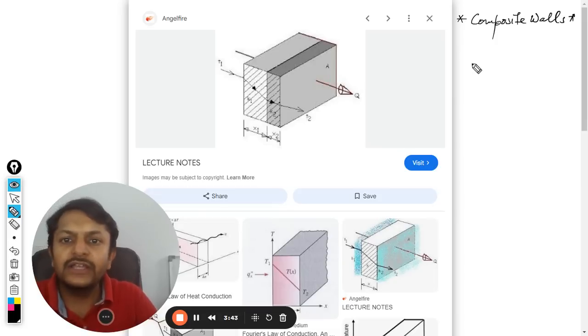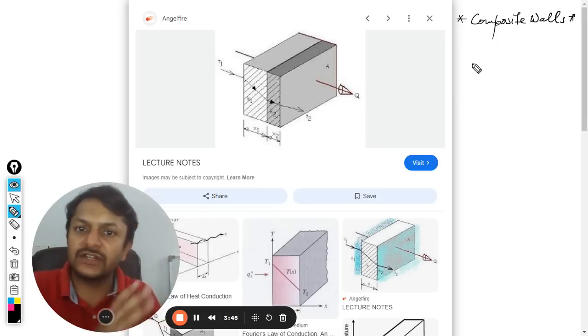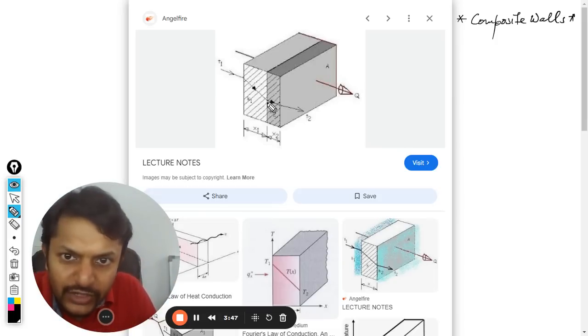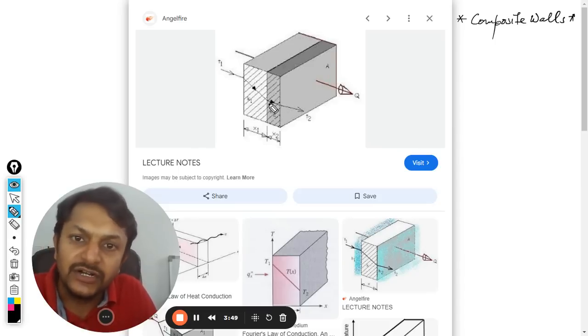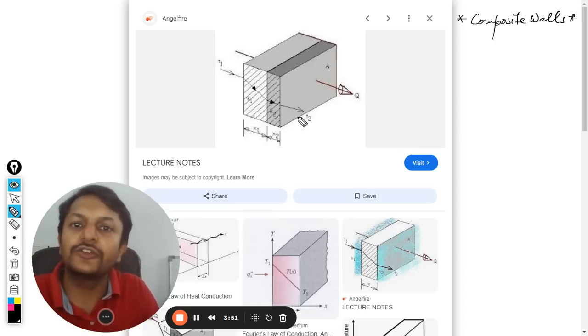So a composite wall is like, let's say there are two different walls which are there. So first the temperature is falling like this to some intermediate temperature, then it is further falling to T2.